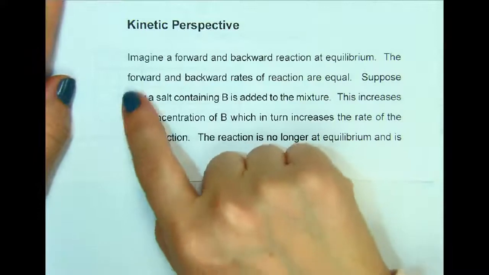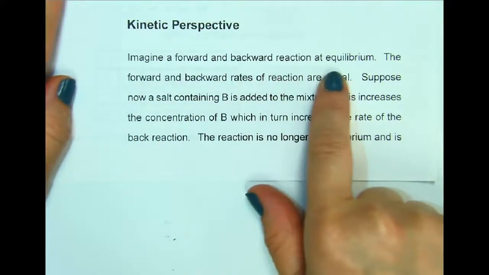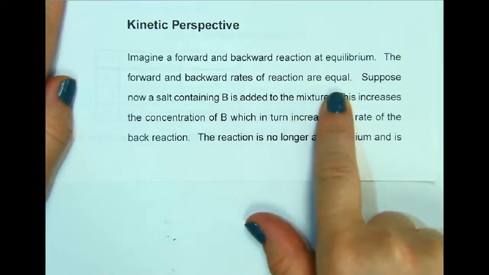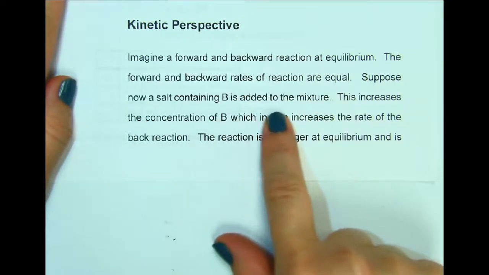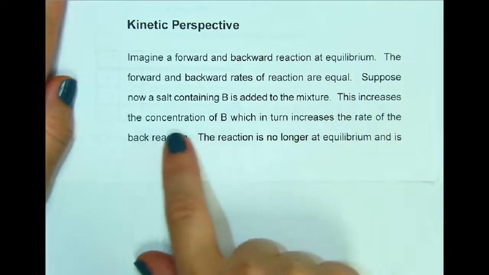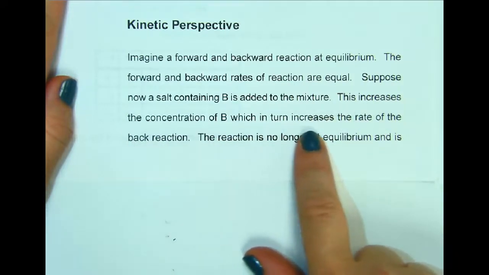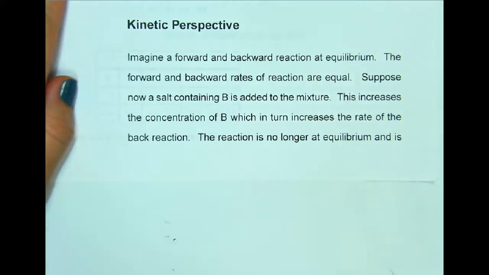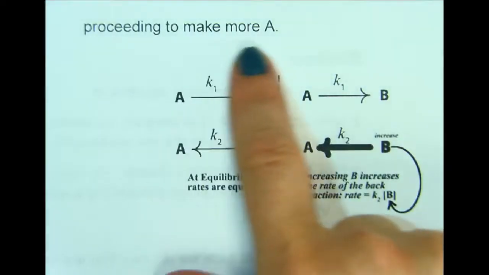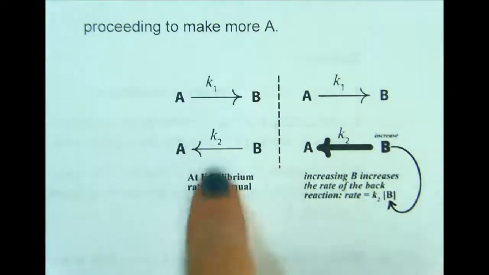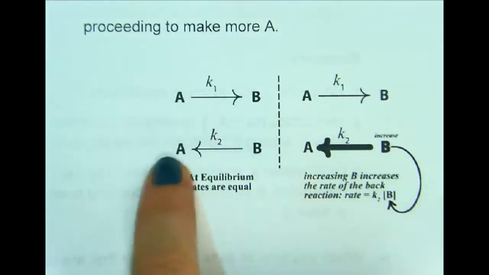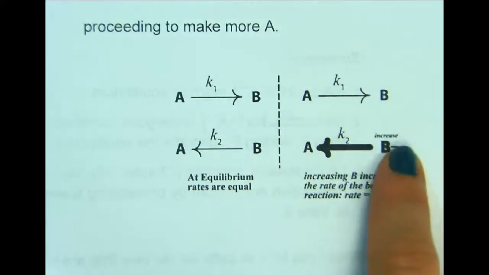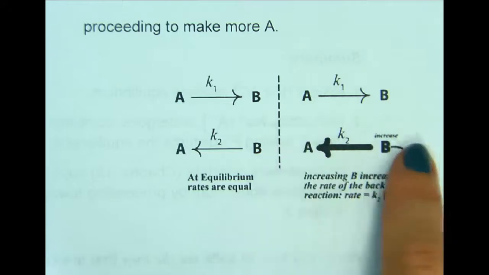From a kinetic perspective, imagine a forward and backward reaction at equilibrium. The forward and backward rates of reaction are equal. Suppose now a salt containing B is added to the mixture, and this increases the concentration of B, which in turn increases the rate of the back reaction. The reaction is no longer at equilibrium and is proceeding to make more A. So here, at equilibrium, you have equal rates of the forward and the reverse. However, if you increase the amount of B, then you're going to increase the rate of the reverse reaction towards A.